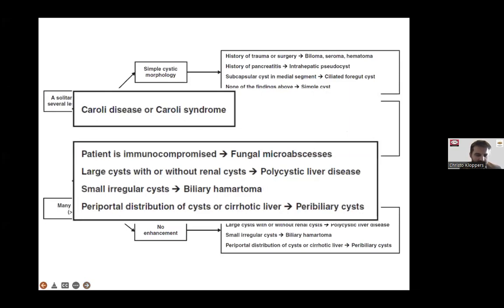If we go to the bottom, if there's many cysts, there's Caroli disease and Caroli syndromes. We're not going to talk about that. That's a completely different disease.